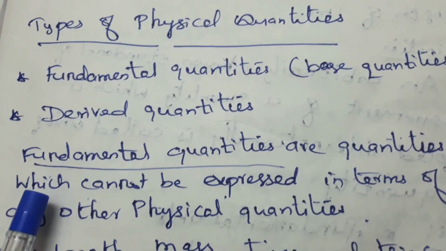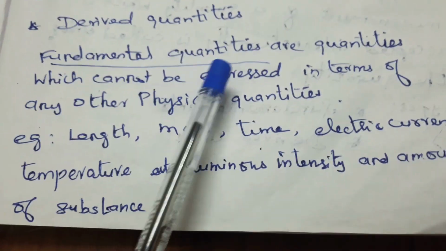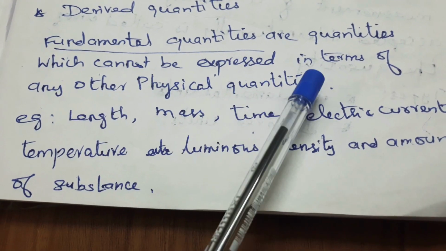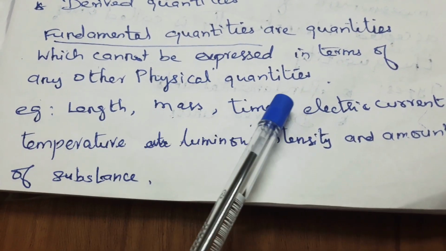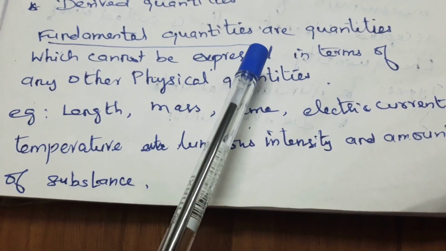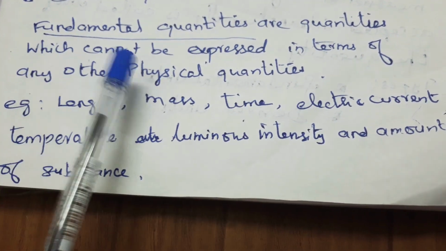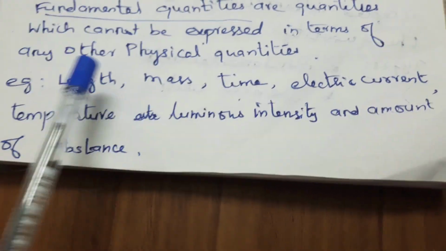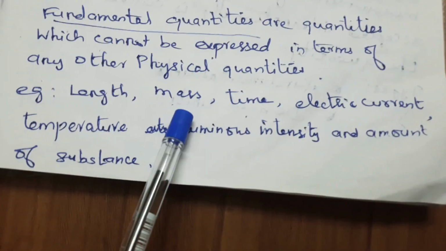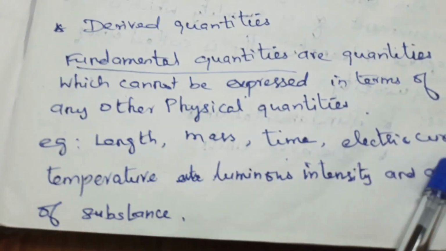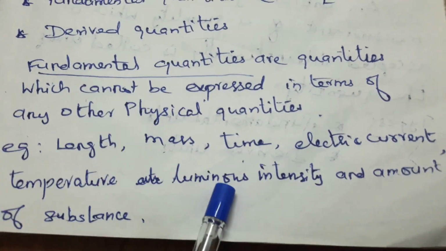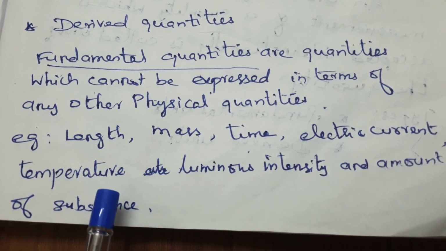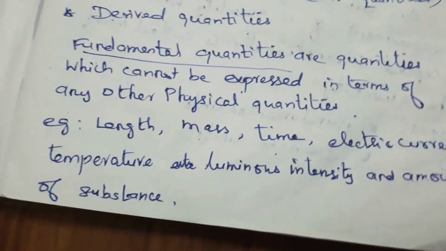What do you mean by fundamental quantity? Fundamental quantities are quantities which cannot be expressed in terms of any other physical quantities. Example: length, mass, time, electric current, temperature, luminous intensity and amount of substance. These are the examples of fundamental quantities.